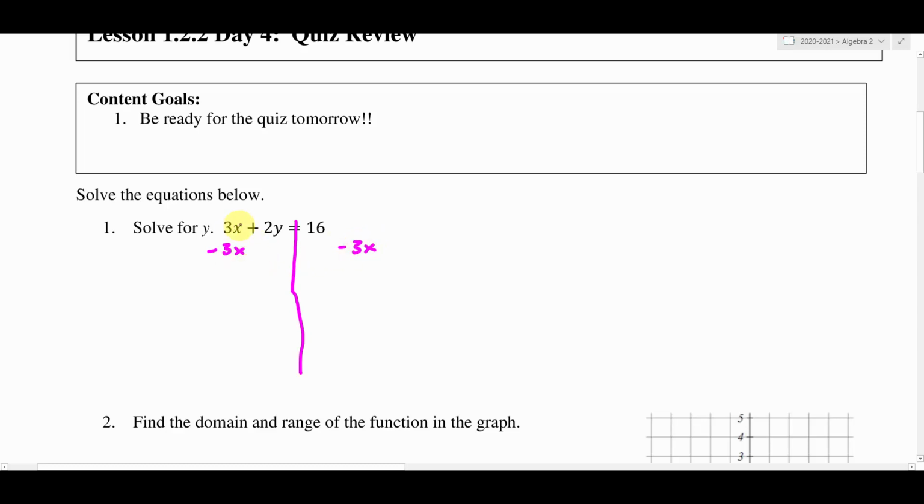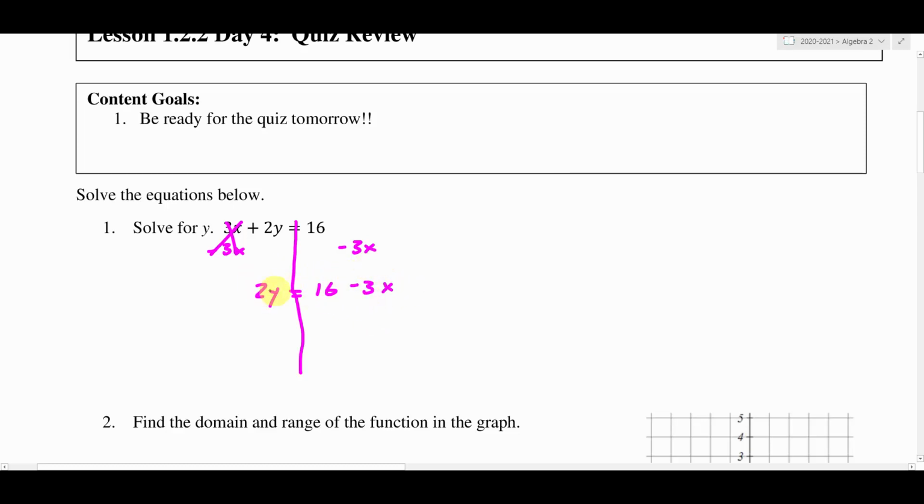And watch what I do. They're going to cancel on this side. All that's left is a 2y. And then on the right side, I'm simply going to write 16 minus 3x. I can't combine those. They're not like terms. This one has an x, this one doesn't. So this is the best I can do. Just write it out, 16 minus 3x.